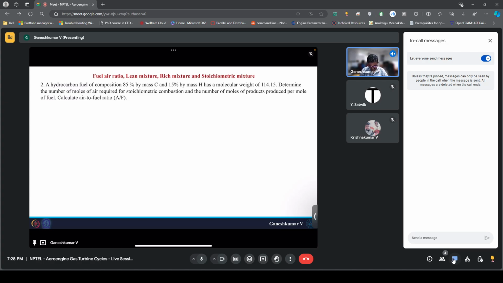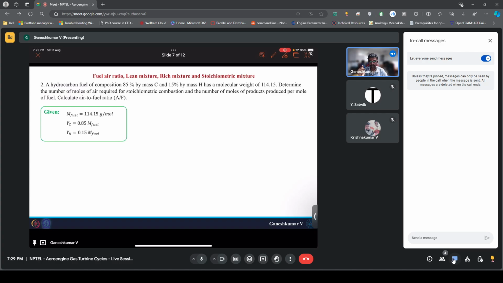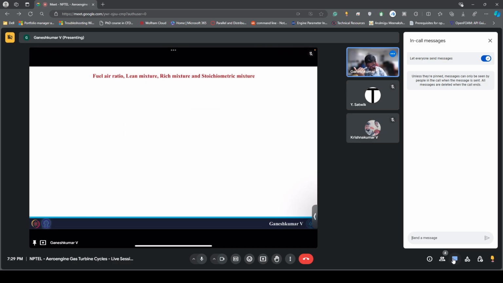the given is here, the molecular weight of the fuel, the mass fraction of carbon, and the mass fraction of hydrogen. These are given. And then we need to calculate, as I said, the number of moles of air and products, and the air to fuel ratio. So how would we calculate this? Any idea?